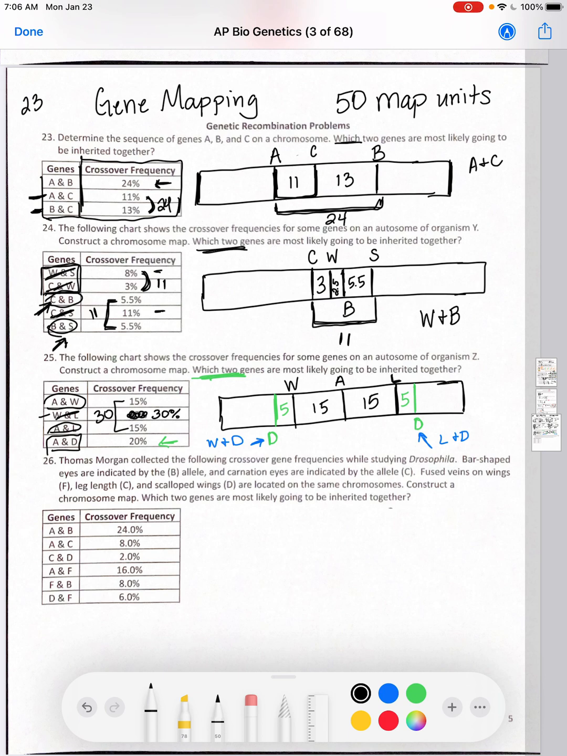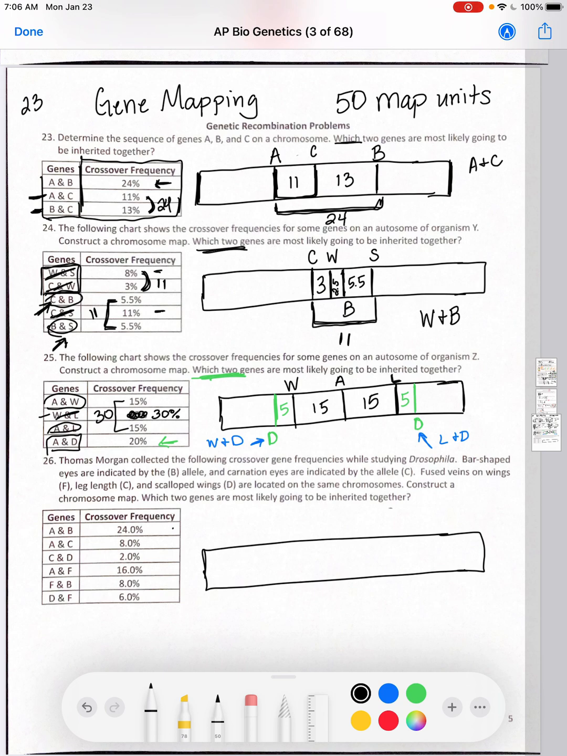Now, they give you a ton of information in this word problem about flies and Drosophila and the different traits. None of that matters to this question. I'm going to guess this was a part of another question where they then asked you things about those traits. But right now, we just need to know the crossover frequencies. So let's start with the biggest one.